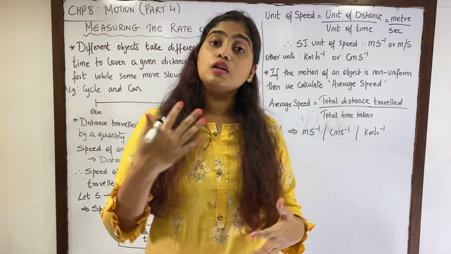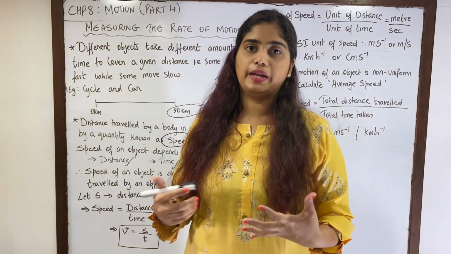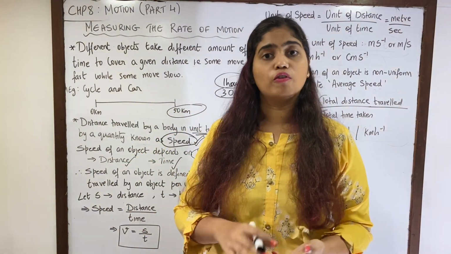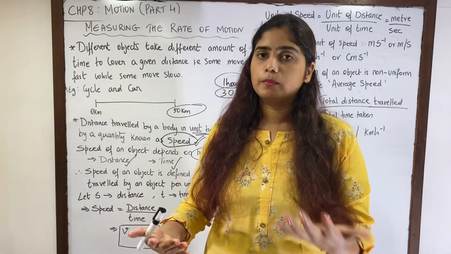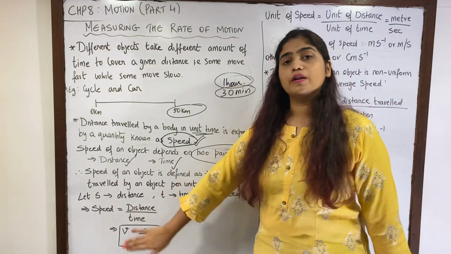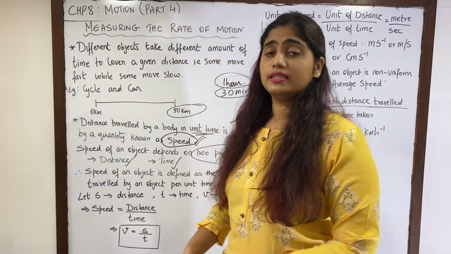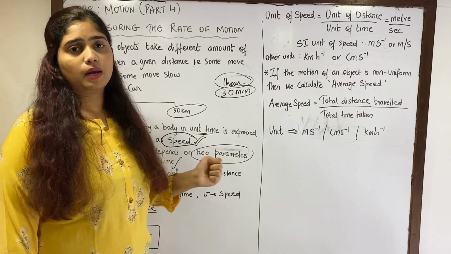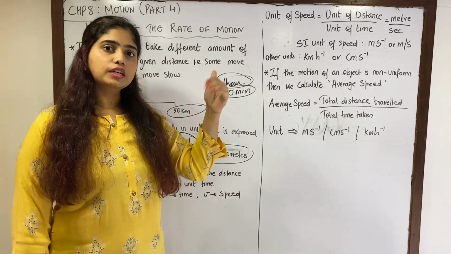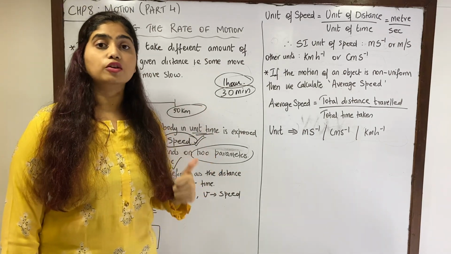Now, let us see what is the unit that we need to express this speed quantity with. Like for weight, we have kgs, grams. Then for volume, we have liter, milliliter. Similarly, speed also has its own unit. So, let us see how we get the unit of speed. What is the formula of speed? Speed is equal to distance upon time. So, how do we get the unit of speed?